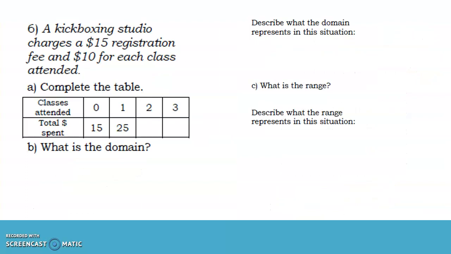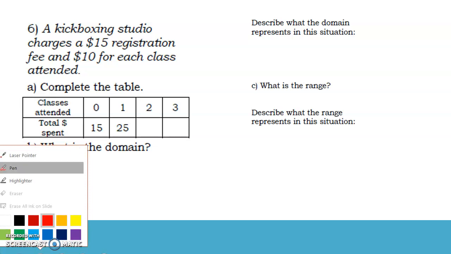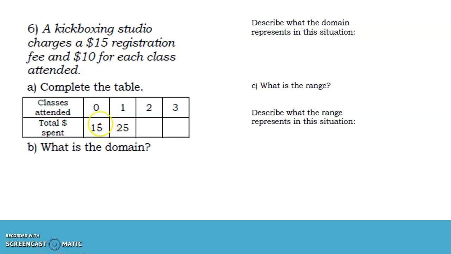Alright, up next we're going to look at a scenario. A kickboxing studio charges a $15 registration fee and $10 for each class attended. Complete the table. So if we complete the table, we started out with $15 that we paid once, and then we're adding $10 each month.